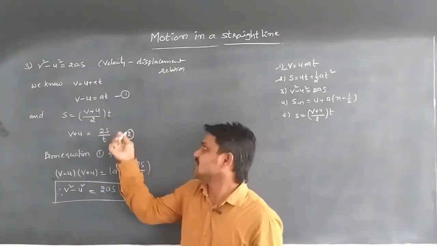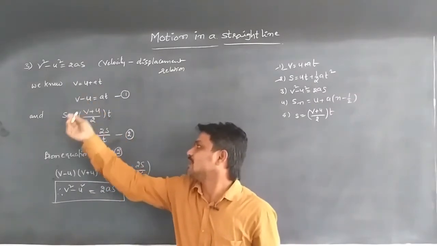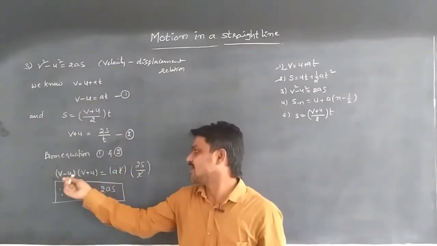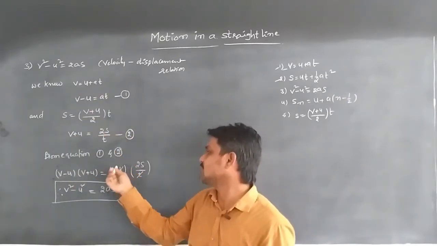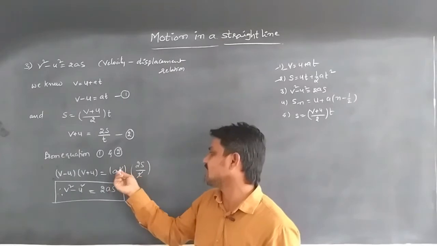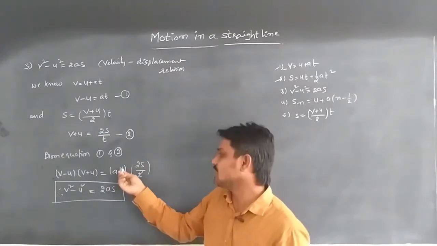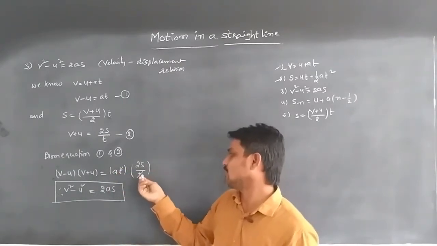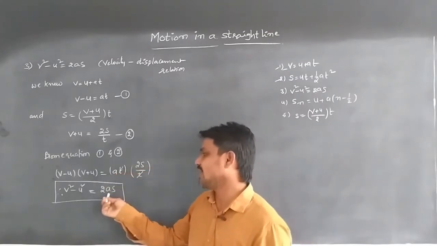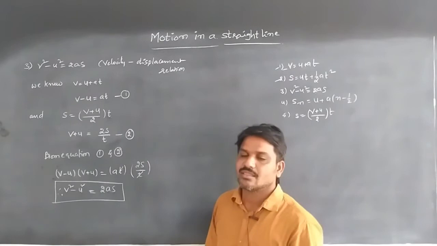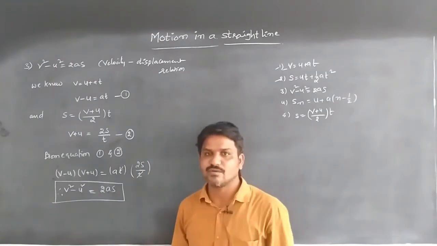From these two equations we are multiplying, v minus u into v plus u is equal to at into 2s by t. T gets cancelled because t is in the numerator and here in the denominator, both will be cancelled. From this we get 2as. This is the relation, the third kinematical equation of motion.